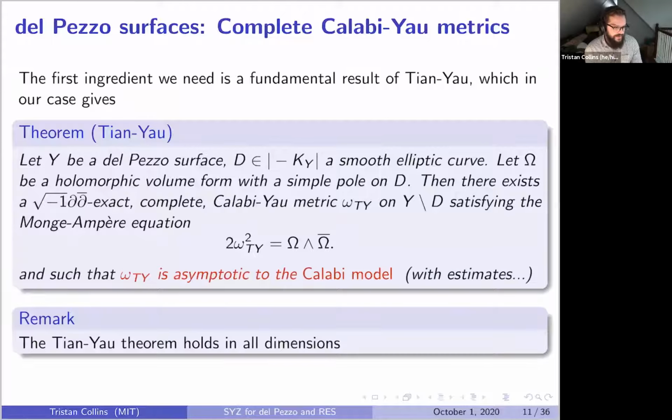And what's really crucial is that, the way this is constructed, of course, in the non-compact case, the best hope you have is to have some model for what your solution to the Monge-Ampère equation should look like at infinity, and then try to produce a Calabi-Yau metric which is asymptotic to that model. So here there is a model, it's called the Calabi model. And I'll tell you what it is because it's going to play an important role. They have good estimates for how these metrics are supposed to converge to this model geometry at infinity. It's worth remarking that there's no reason to restrict to surfaces here. This Tian-Yau theorem holds in all dimensions, but I'm only going to use it on del Pezzo surfaces for now. So let me not state it in its full generality.